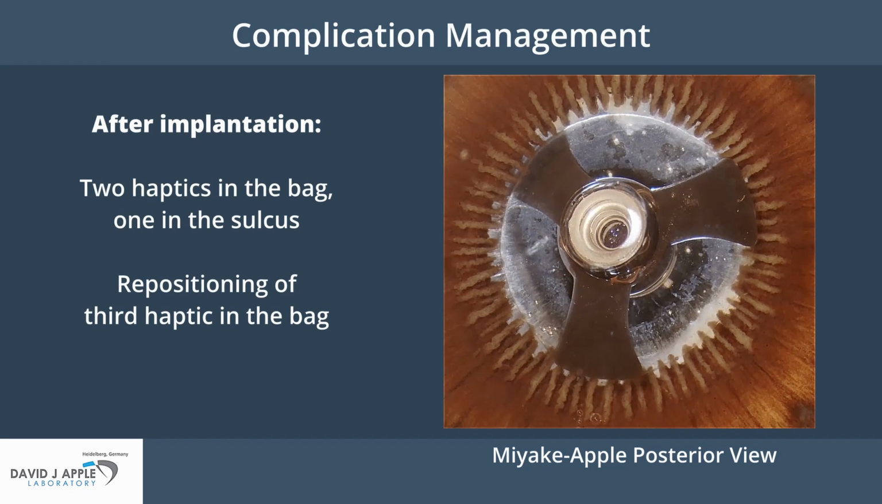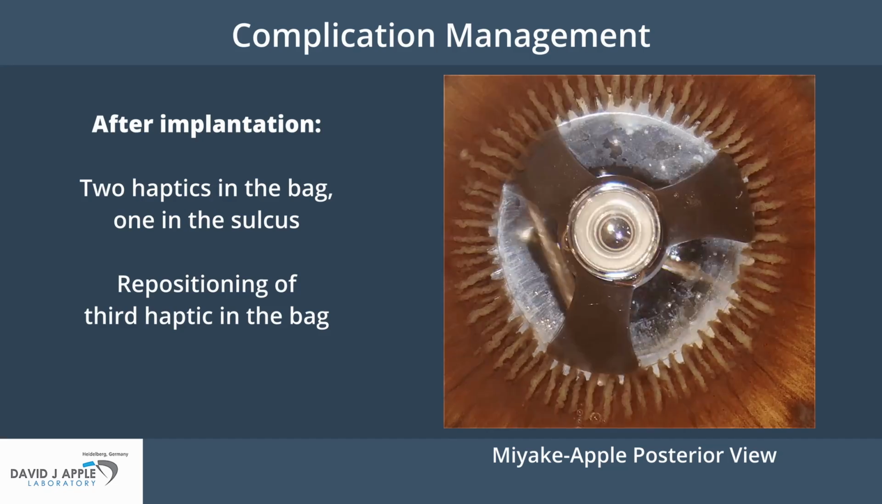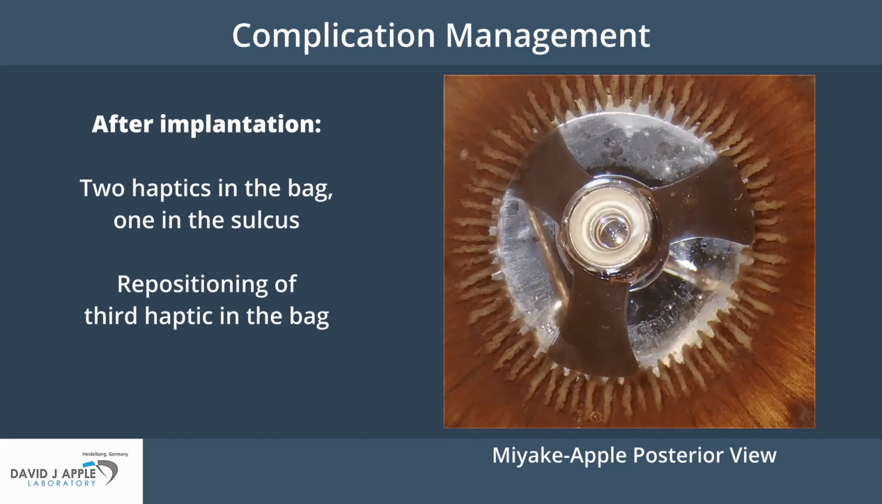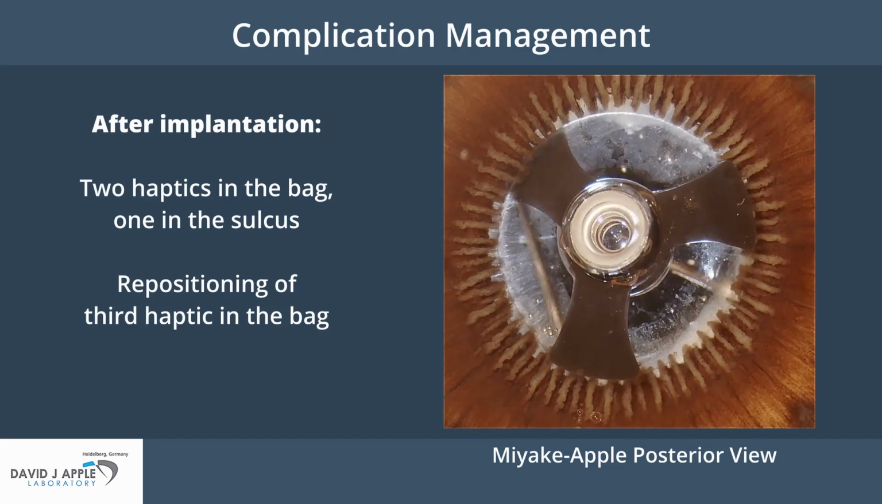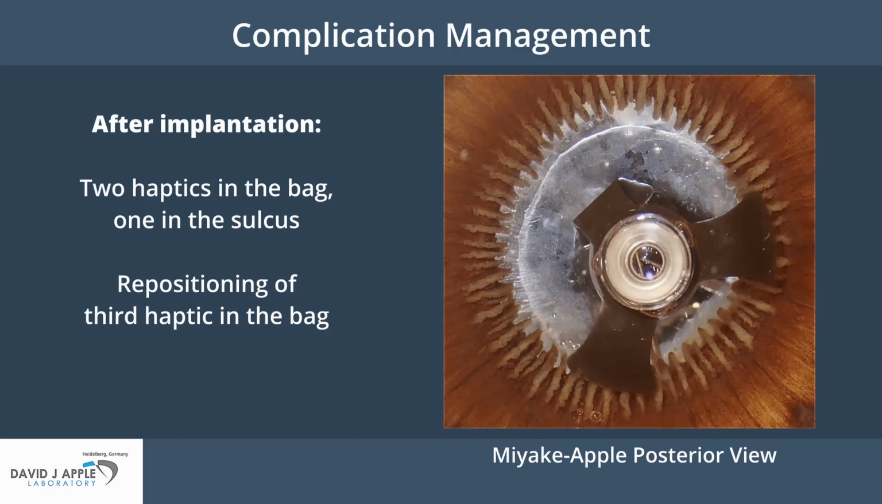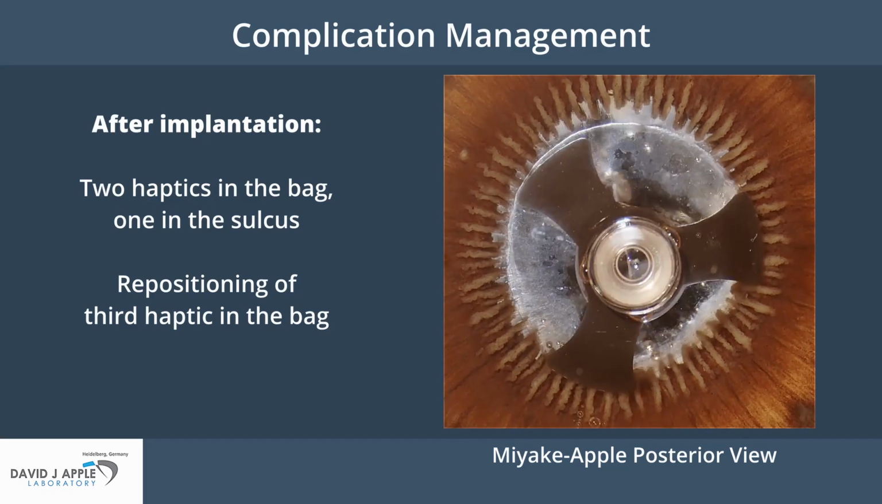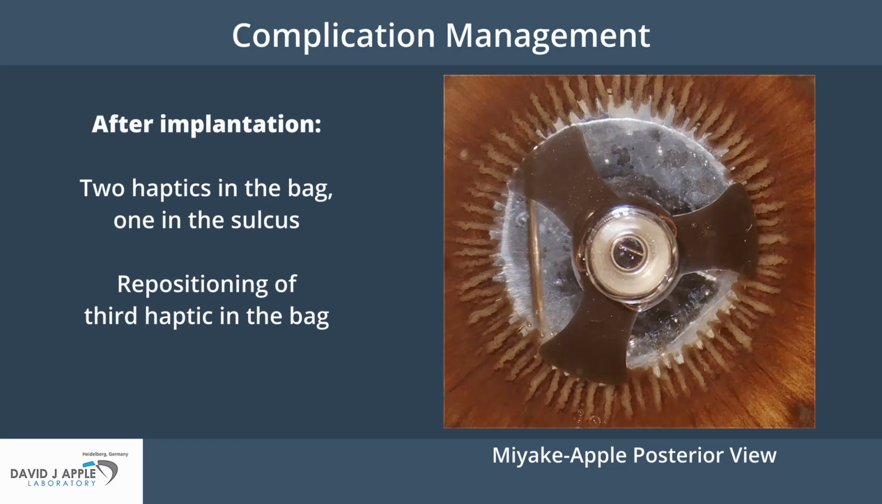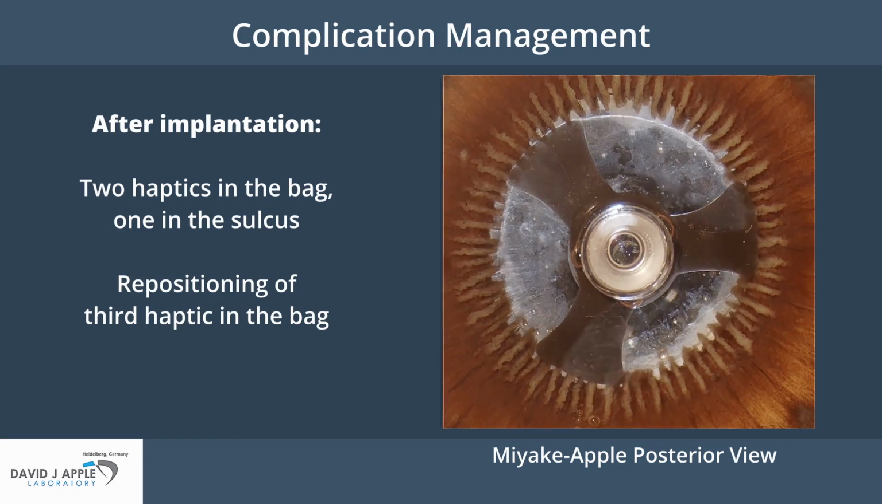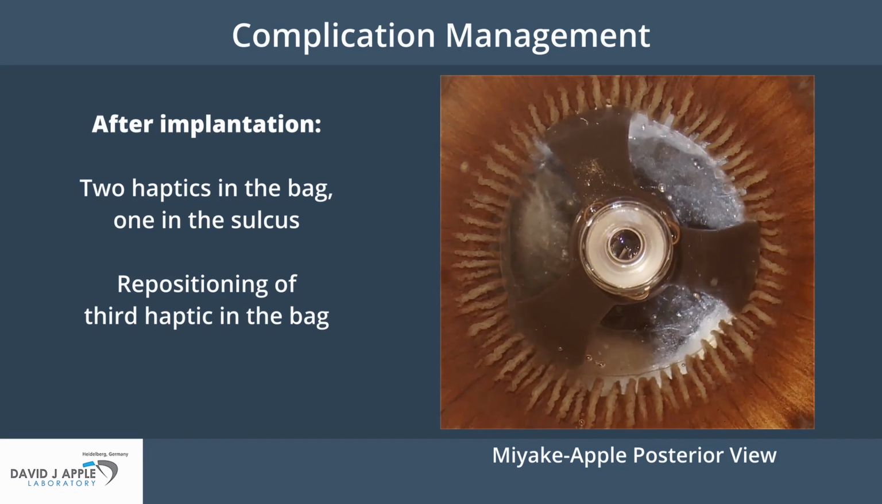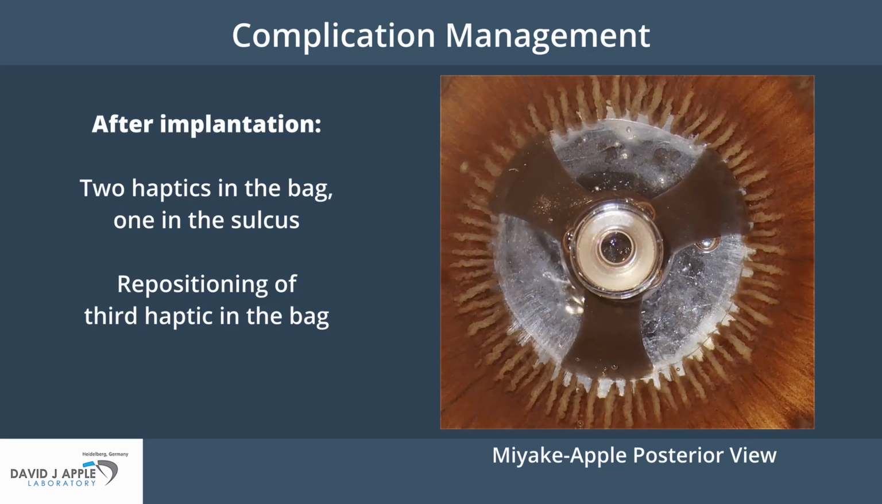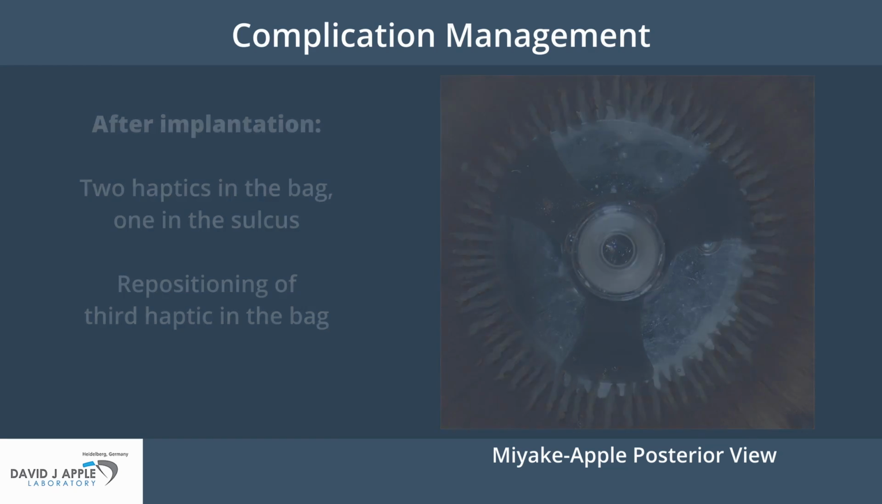Let's do some complication management. What happens if one haptic stays out of the bag in the sulcus, like here? It is fairly easy to push this haptic inside the capsular bag, as you can see here. We just need 2 spatulas and put some counter pressure on it to put it in the capsular bag. Now we can rotate the device.